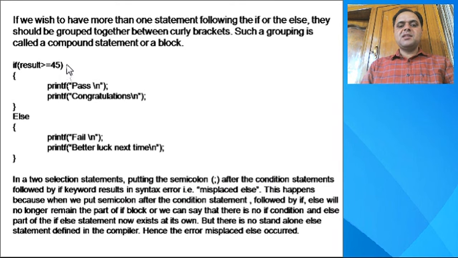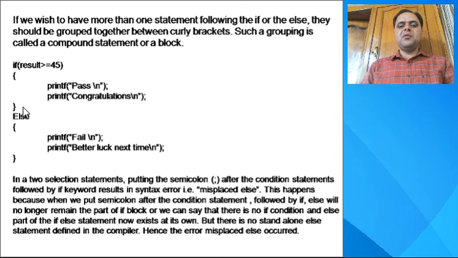For example, if you put a semicolon here, this will be a syntax error, and the syntax error is misplaced else, because every else requires an if. If the if got closed here, then this else doesn't have any if, so this error is called misplaced else. This happens because when we put a semicolon after the condition statement followed by if, else will no longer remain part of the if block, and we can say that there is no if condition and the else part of the if else statement does not exist on its own.